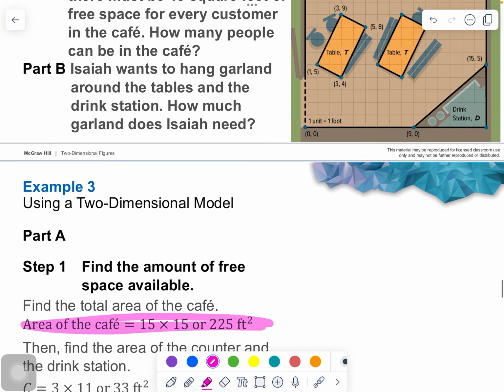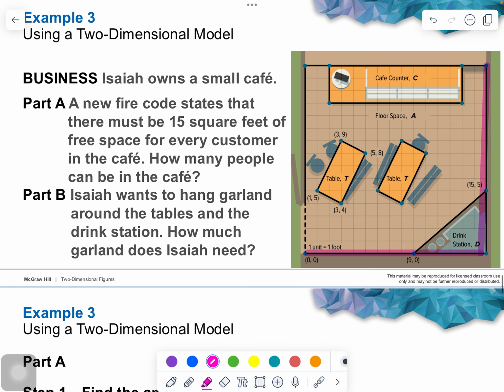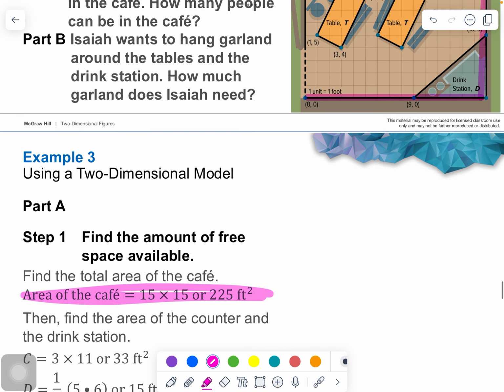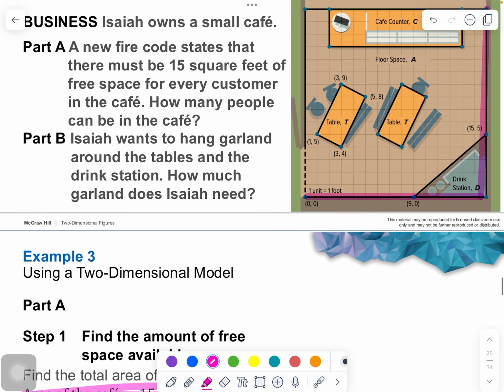So he went and said, hey, my cafe is from 0 all the way over to 15 feet here and 0 to 15 feet this direction. So it is a square space, 15 by 15. So it's 225 feet squared. And then he's finding the area of the counter.